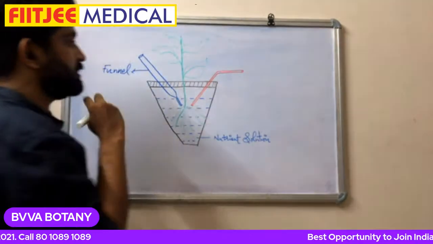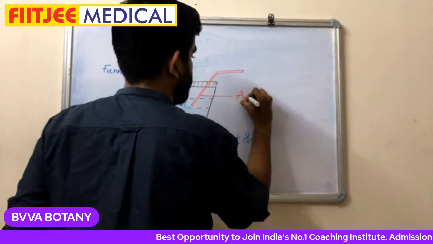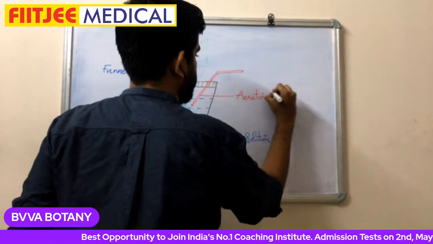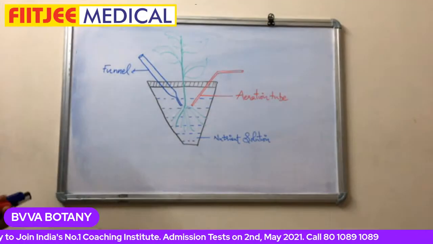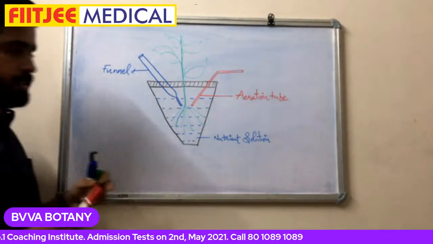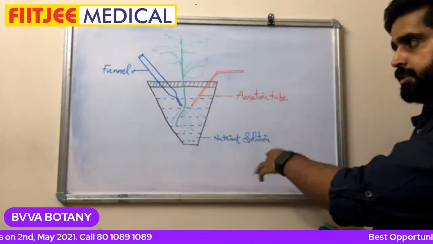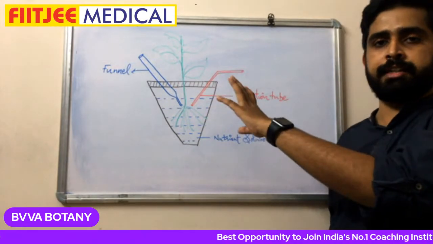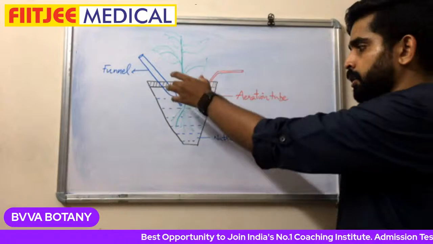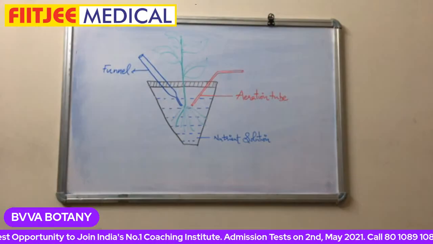And we call it aeration. This is the aeration tube. The aeration tube is one which maintains or provides air to the nutrient solution, and the nutrient solution will be changed every 2 to 3 days as well. Okay, and all the balance is given. Now, this is the significance of hydroponics.